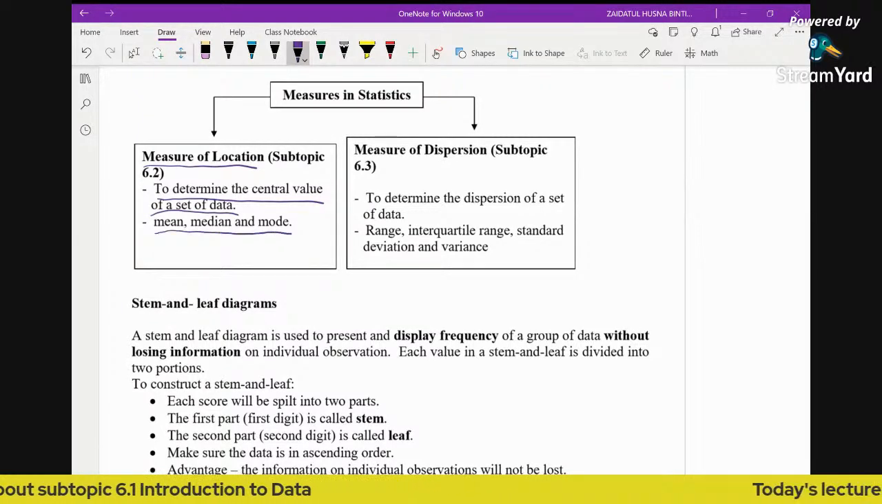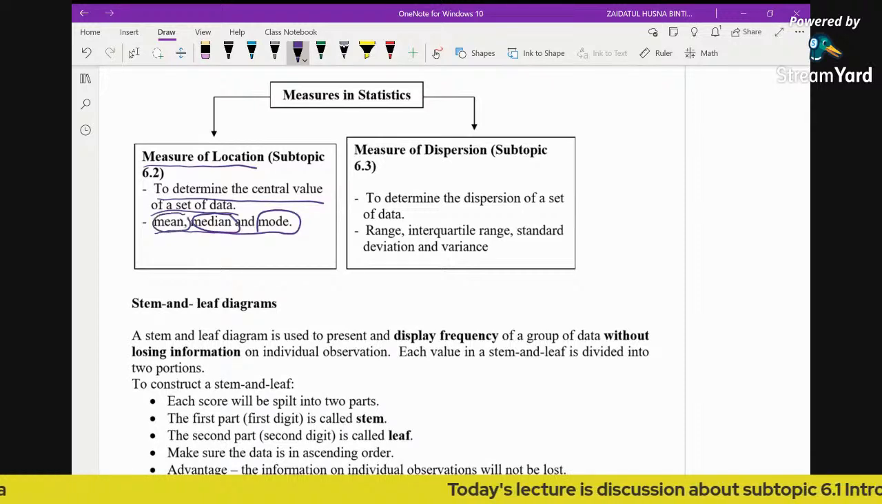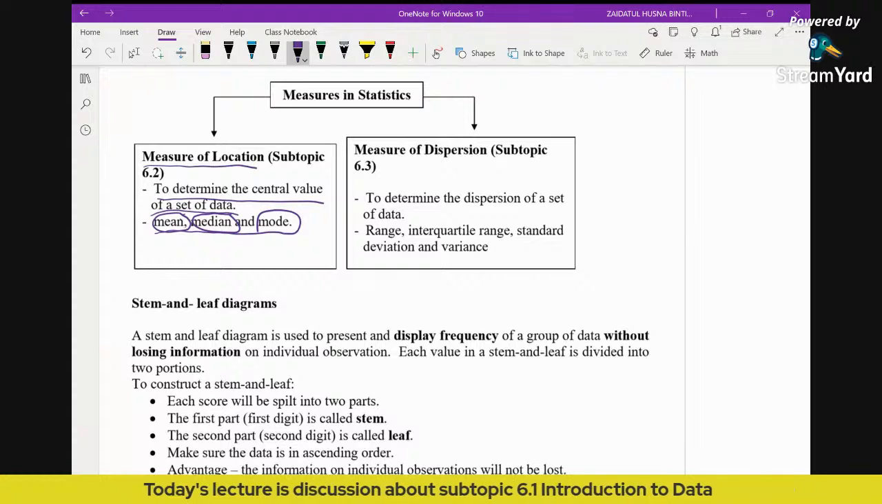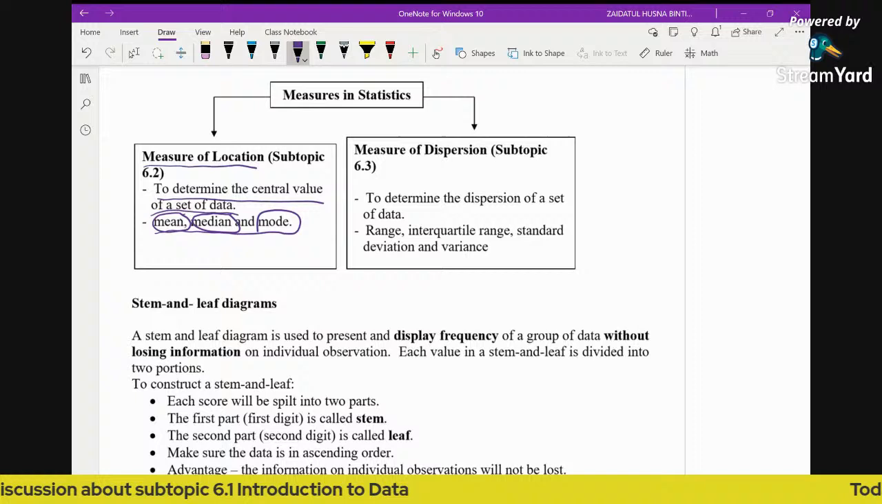So these are the three measures: mode, median, and mean. If you learned in school, the measure of location is called sukatan membulat, if I'm not mistaken.